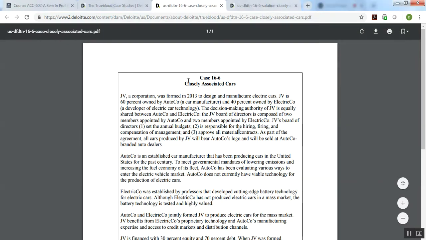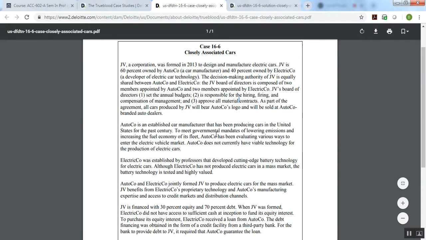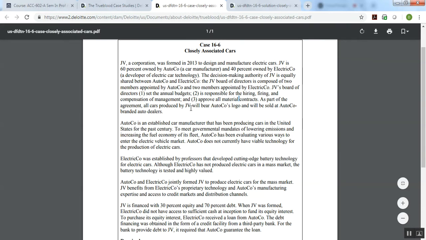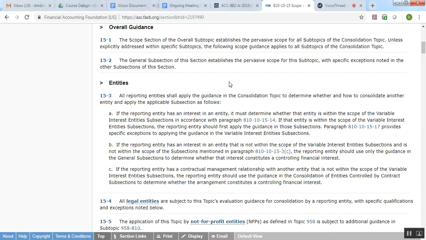So here we're looking at a corporation that purchased 40%. They entered into a joint venture where a company was formed, 60% owned by Auto Car and 40% owned by Electric Car. And it goes on to talk about different parameters. So again, when you're looking at a case, the first thing you want to do is go through the fact pattern. I'm not going to do that today because the point of today's lecture is actually to understand how to read the guidance.